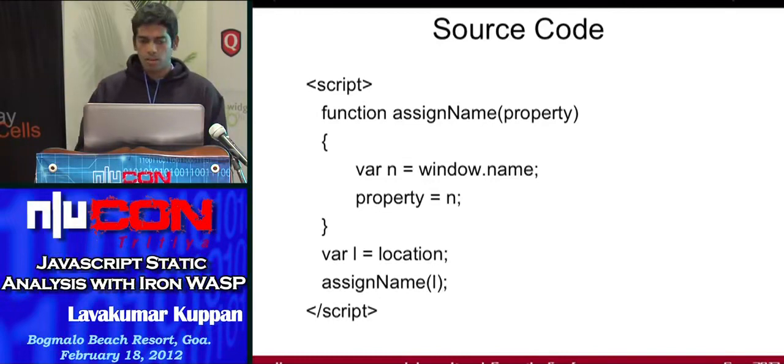Now n is a source. If property is a sink, then you actually have a DOM-based XSS on this specific line, because then it would mean the source is being assigned to a sink, right? So this function again is of interest because the parameter which is passed in is assigned a source, right? The parameter property is being assigned a source, window.name. So okay, let me copy this. Let me put it on the static analyzer.